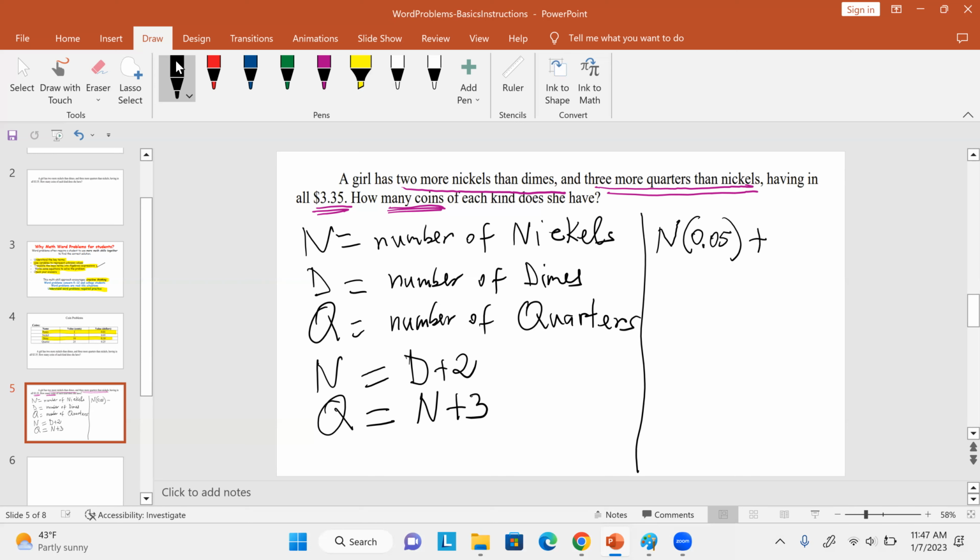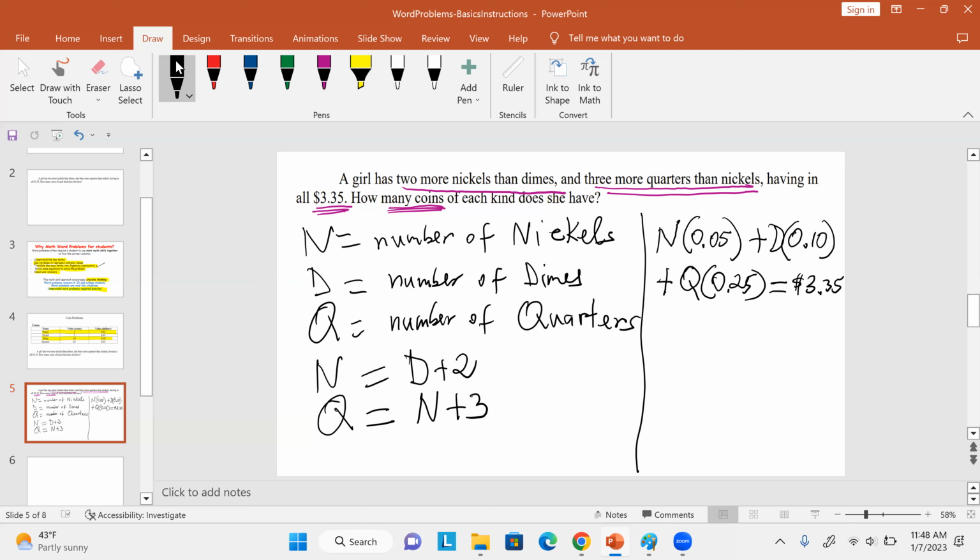plus the value of the number of dimes in dollars, which is d multiplied by 0.10, plus the value of quarters in dollars. That will be the number of quarters, q, multiplied by 0.25. So in total, we have what? $3.35.